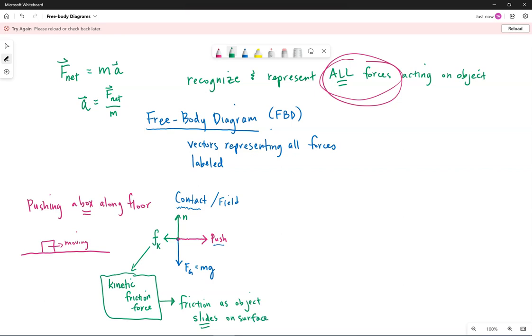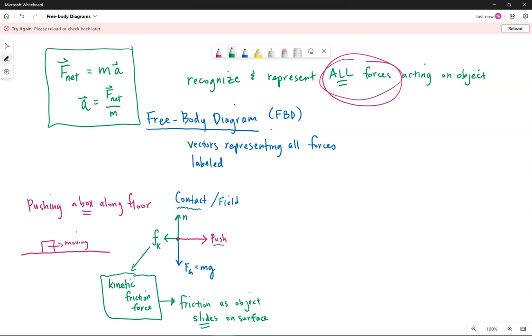So any object sliding on a surface, when we talk about the friction in that case, we talk about kinetic. So right now, in this particular video, I want to focus on drawing these free body diagrams for a number of situations. And then I also want to relate that back conceptually to Newton's second law.